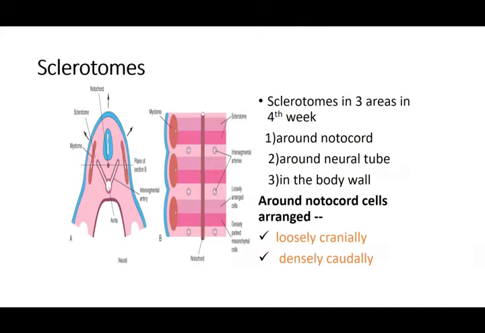Around the notochord, the sclerotome cells are arranged loosely cranially and form densely caudally. So in the next picture, you see they form two layers. One layer is loosely arranged, the cranial one, which is light pink in color, and the other is denser, which is your densely arranged layer. It is not the same all over, but loosely and densely arranged because it is going to form different components.